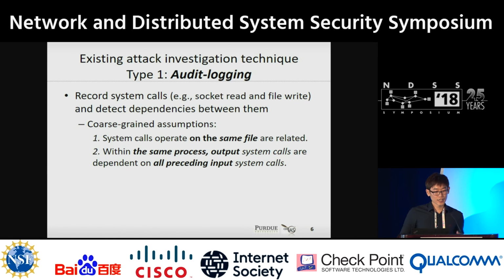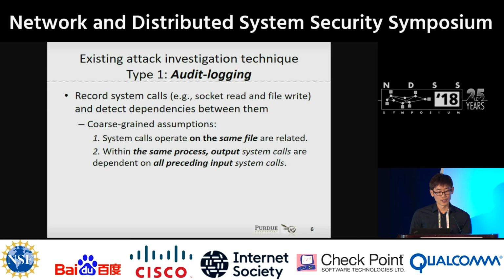The first type of attack investigation technique is audit logging. It essentially records system calls such as socket read and file write and detects dependencies between them. They focus on the dependencies that can be directly inferred from the production audit log. But the problem is that they rely on coarse-grained assumptions.